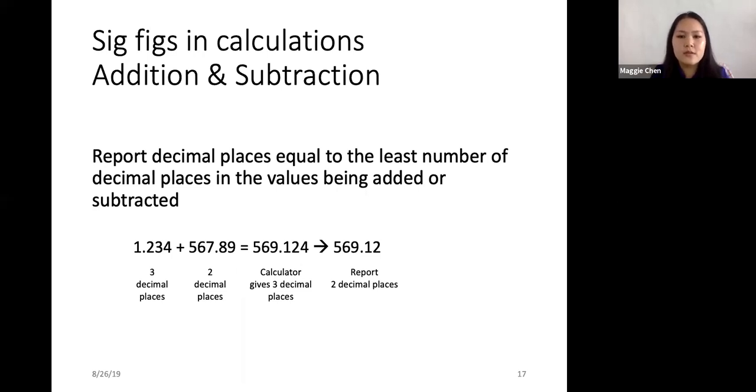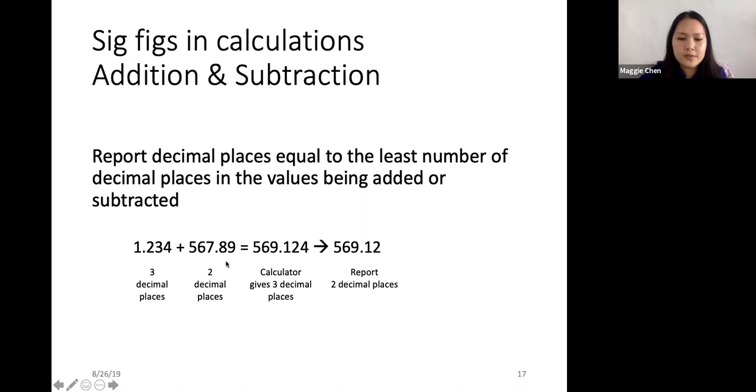So the least number of decimal places in the original numbers that we're looking at. So if we're trying to add 1.234 plus 567.89, in this first number we have 3 decimal places. In our second number, we have 2 decimal places. So we're going to report our final number to the least number of decimal places. So that would be our 2 decimal places in this number here.